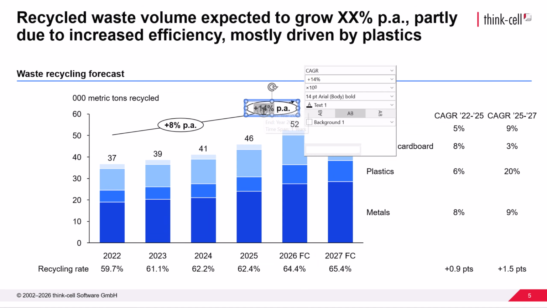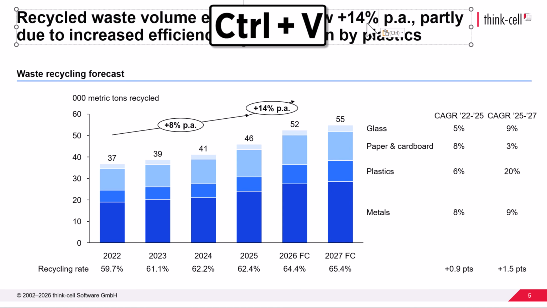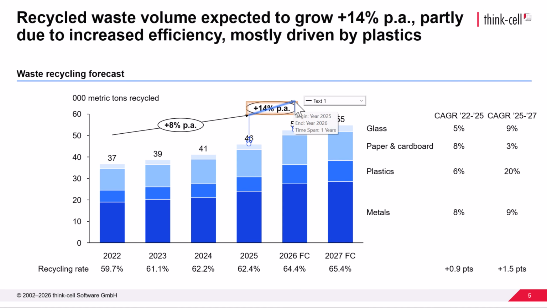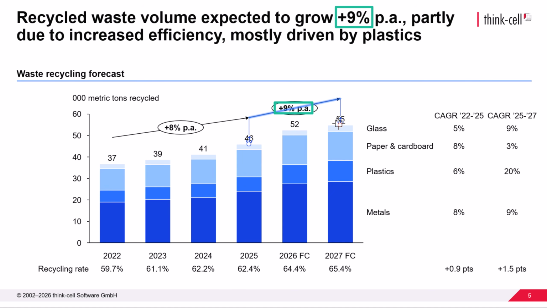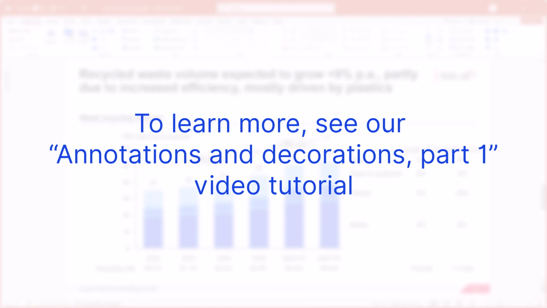Select the CAGR arrow label text, copy it, and paste it into your slide title. If you adjust the CAGR arrow to show the difference between 2025 and the 2027 forecast, you can see that the label as well as the slide title updates automatically. To learn more about CAGR arrows and other annotations, see our Annotations and Decorations Part 1 video tutorial.